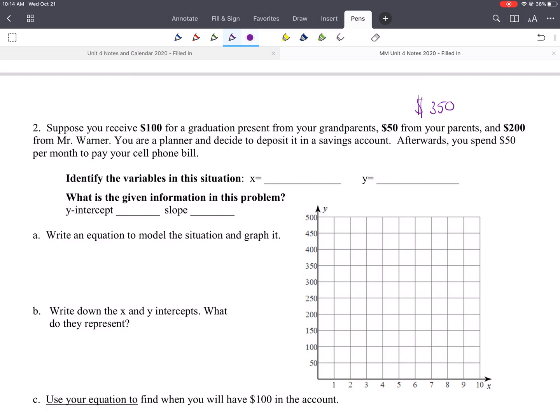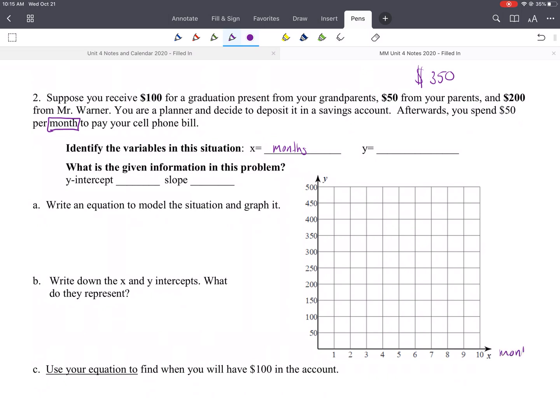So first off, what is x and what is y? What are the variables? What do they represent? So x, again, if we have time, it's going to be x. So x is months, it's going to be our time. I'm going to label that here, months. And then y is kind of like your initial value, so it's dollars.